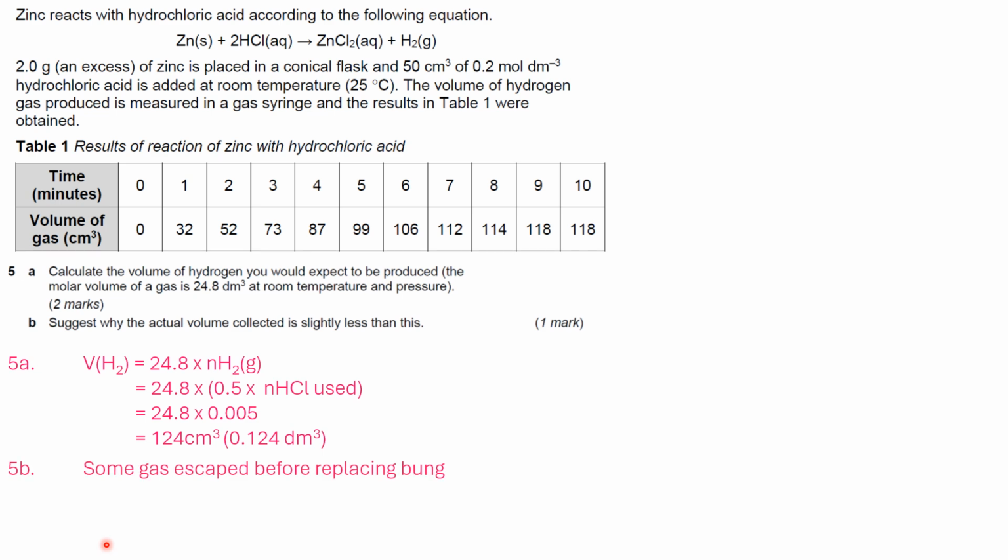Now, physically, when you're doing this practical, you start the reaction and then you have to put the bung back into the reaction vessel. During that split second, some gas might have escaped. So therefore, although we predict 124 centimeters cubed, we actually ended up only getting 118, so there's not quite so much.